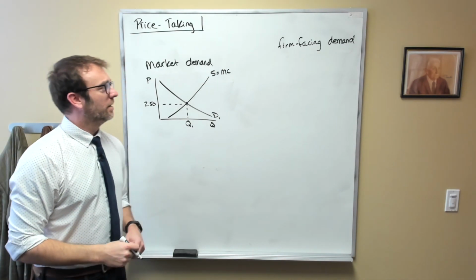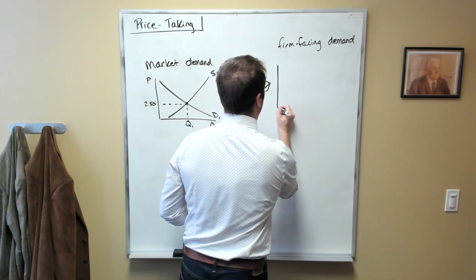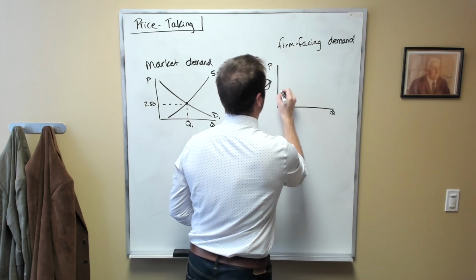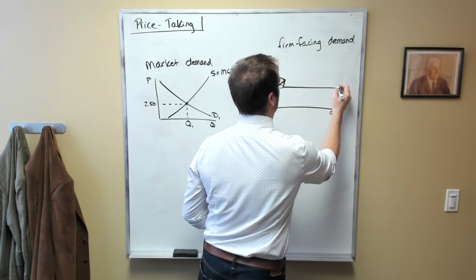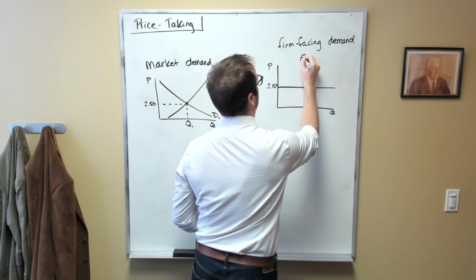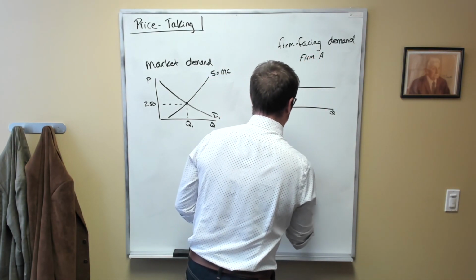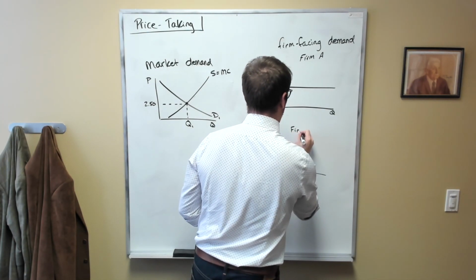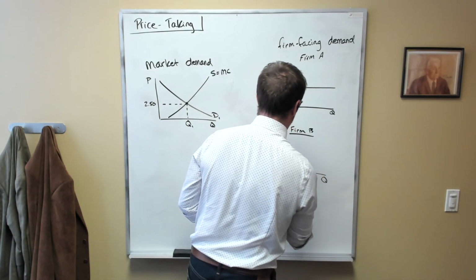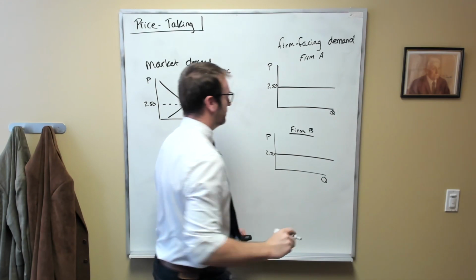Q1. Okay? The firm-facing demand is going to be a horizontal line because at that price, they can sell as many as they are willing or able to produce. So let's call this one firm A. And let's put up a separate one called firm B. All right, price and quantity, they have the same horizontal demand curve at $2.50.